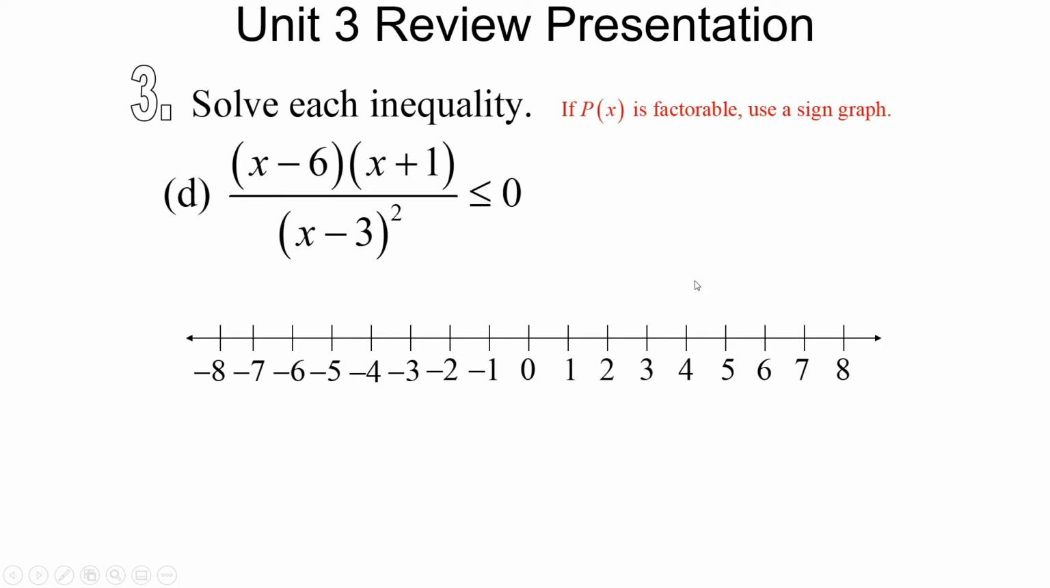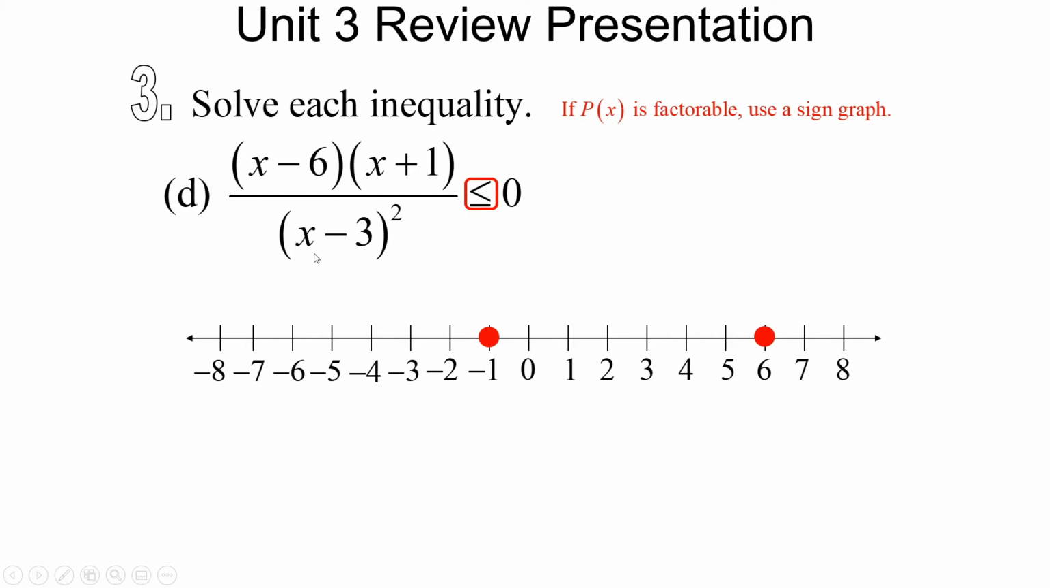And then part D. Oh, D, we have a discontinuity. Okay, so first let's plot our roots. A factor of x minus 6 is a root of 6, and there's an equal, so that's a solid dot. A factor of x plus 1 gives me a root of negative 1 with a solid dot. Now, x minus 3 is a factor in the divisor. That does not give me a root. That gives me a discontinuity.